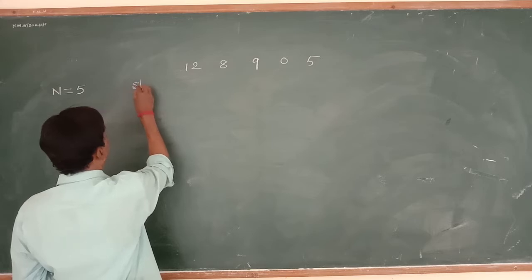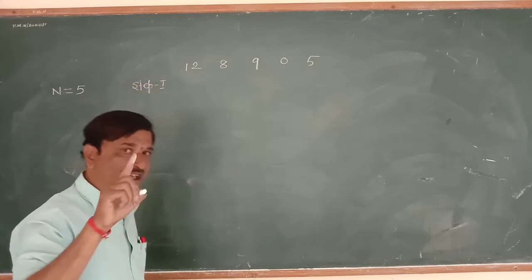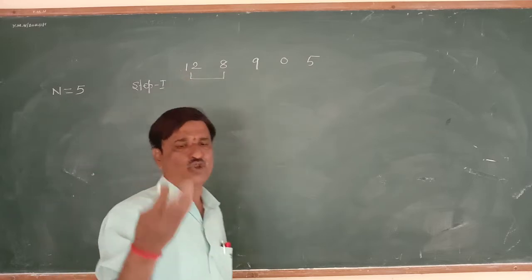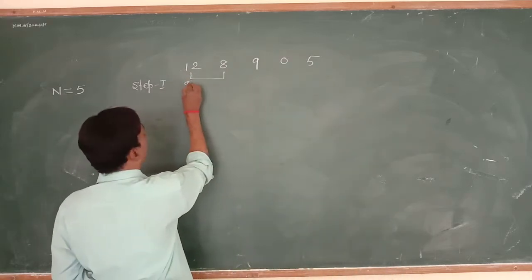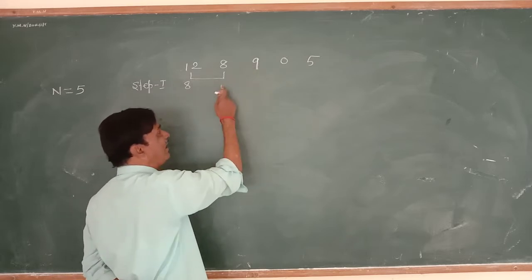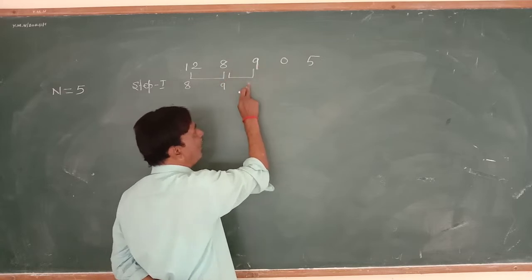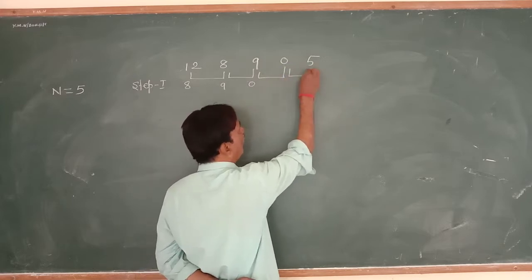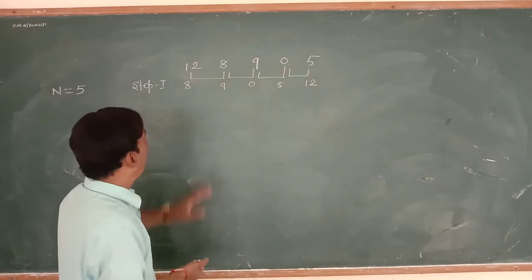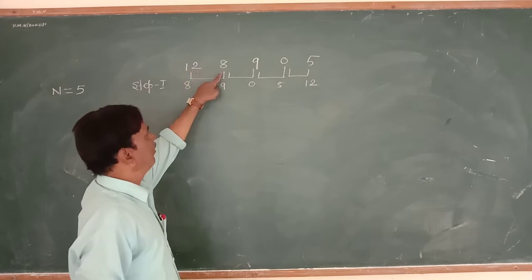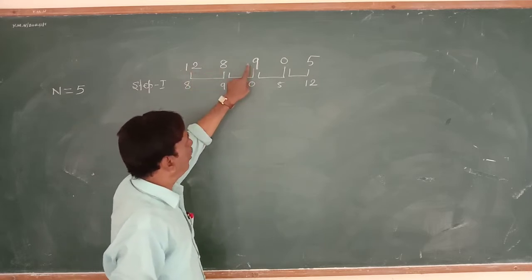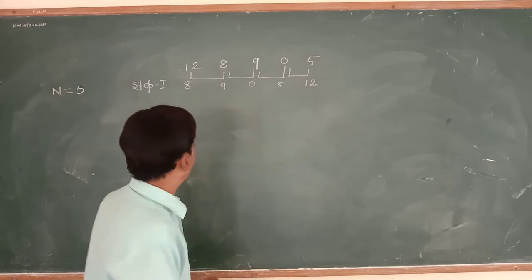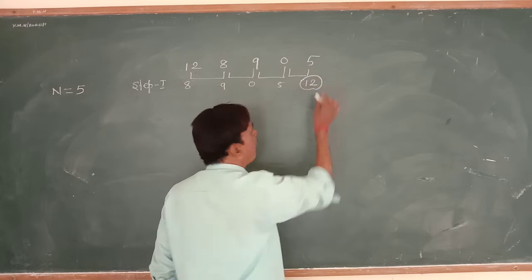Here, step number 1, we will compare first element with second element, and if we have to sort it in ascending, then 8 should be brought here, 12 will here. Now 12 and 9, so 9 will be here after comparison with 12. 12 and 0, 0 will be here, the 12 will appear here. 12 versus 5, 5 will be here and 12 will be here. How? 12, 8, swap, 8, 12. 12, 9, 9, 12. 12, 0, 0, 12. 12, 5, 5, 12. And after the step number 1, you can see the largest number has bubbled up.